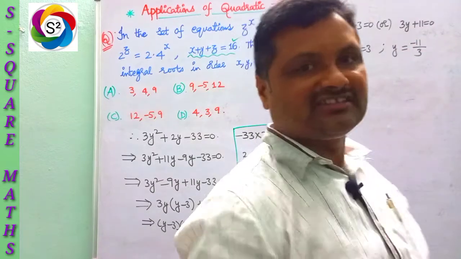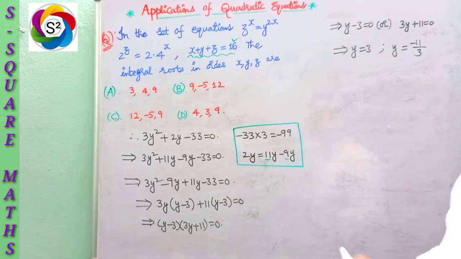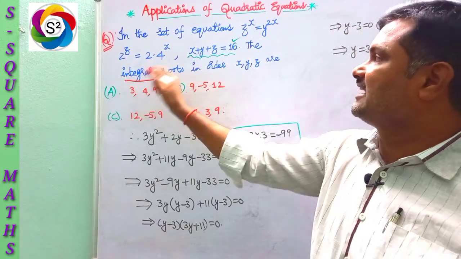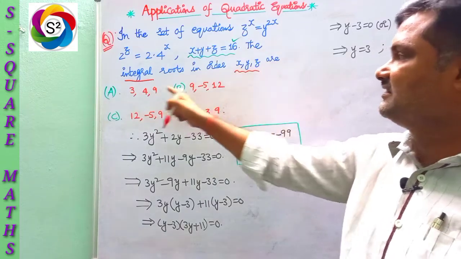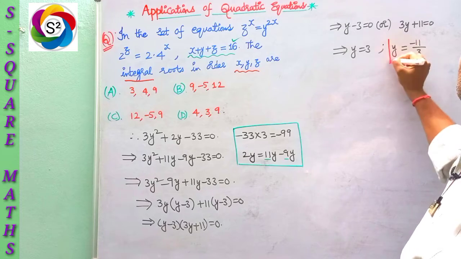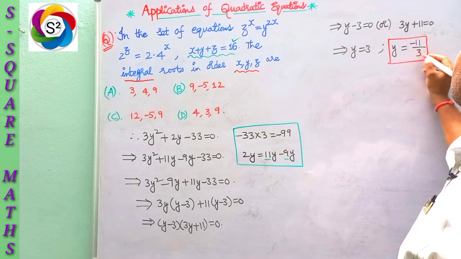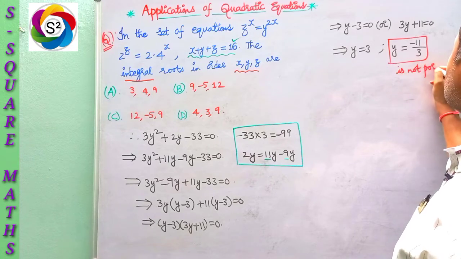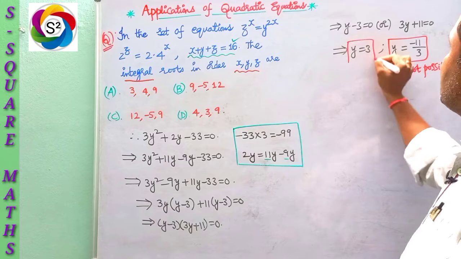But what is our condition? Here two y values we got. Our condition is nothing but integral roots. The x, y, z should be integers. In the options there is no fraction and no negative fraction. Therefore, y is equal to minus 11 by 3 is not possible or not considered. So y is equal to 3 itself.